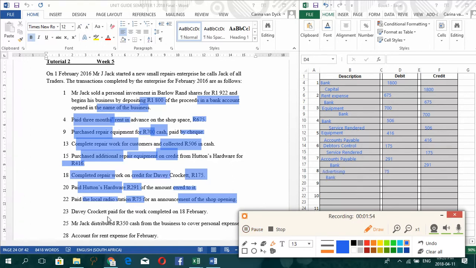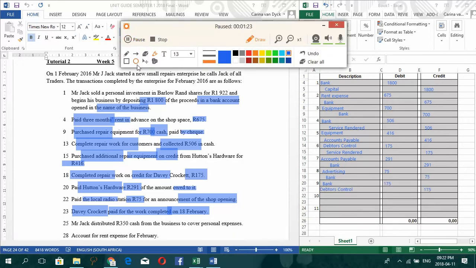Transaction 9 says Davy Crockett paid for the work completed on 18 February. Davy Crockett is one of your debtors, so his account is going to be zero balance because he paid his amount of 175 in full. Bank is going to be debited with 175 Rand and then your debtors control or your accounts receivable is going to be credited with 175 Rand.